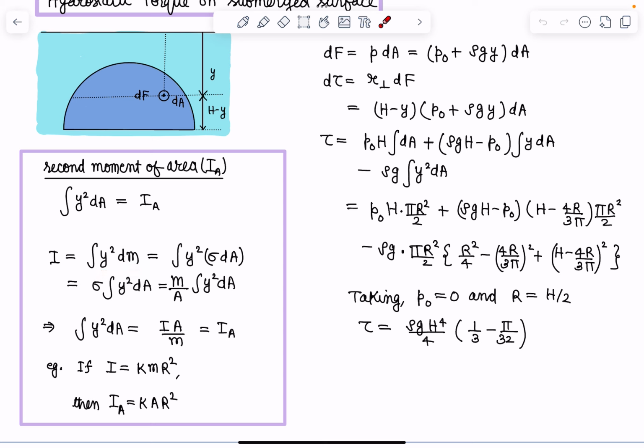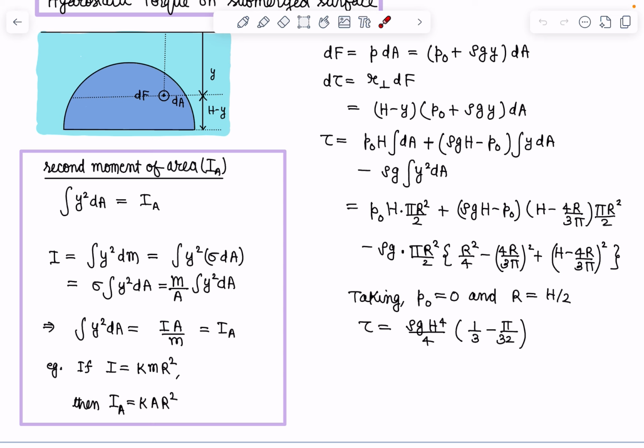And if it is a uniform lamina, then we can say that dm will be nothing but sigma times dA. So we have to find this integral of y square sigma times dA, and sigma will come out of the integration sign because it is uniform, and we will be left with sigma into the integral of y square dA. But sigma is surface mass density, so it will be equal to m by A times the integral of y square dA.